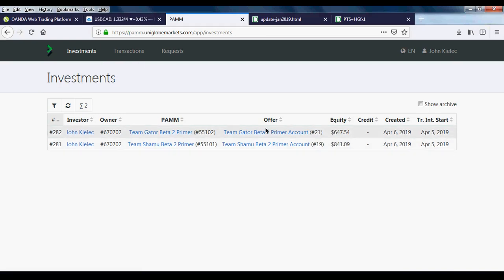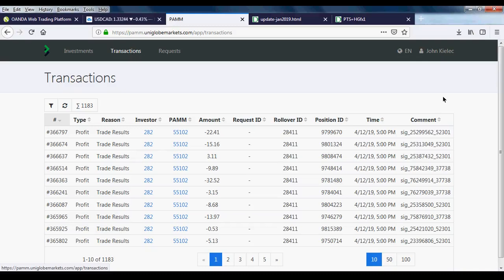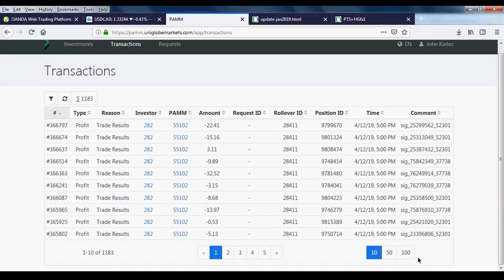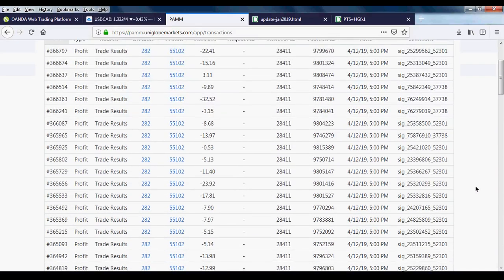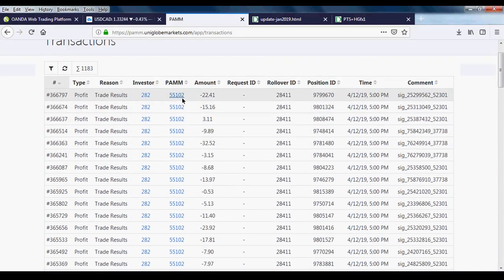So I can understand if they're going to have trades like this, they can blow the accounts if they have 100,000. I know exactly how much money they have in each account, but I cannot show that. But what I can show, look at these transactions. These are the trades that they have done. So there's going to be a lot of transactions, but look at this. This is 55,102. Okay, that's one of the professionals.